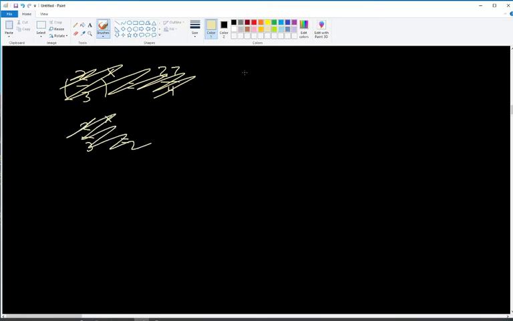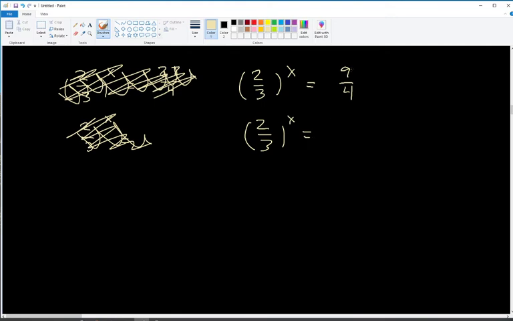Let me say we had 2/3 to the x equals 9/4. This one will be okay. Sorry about that. So we get 2/3 to the x power. This would equal 9 is 3 squared and 4 is 2 squared.